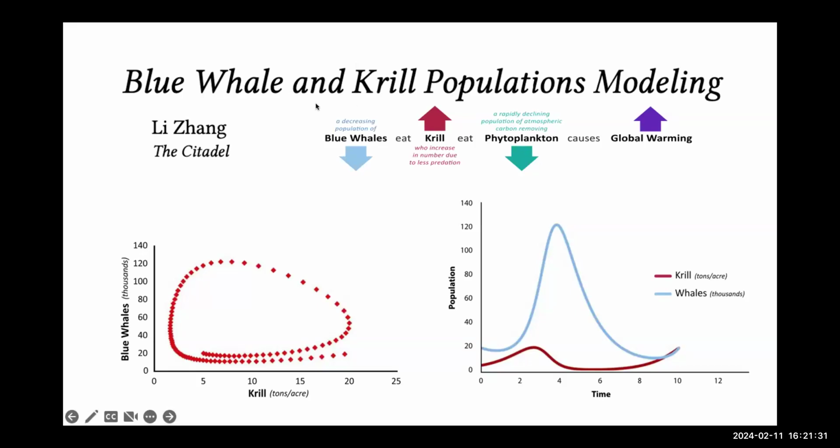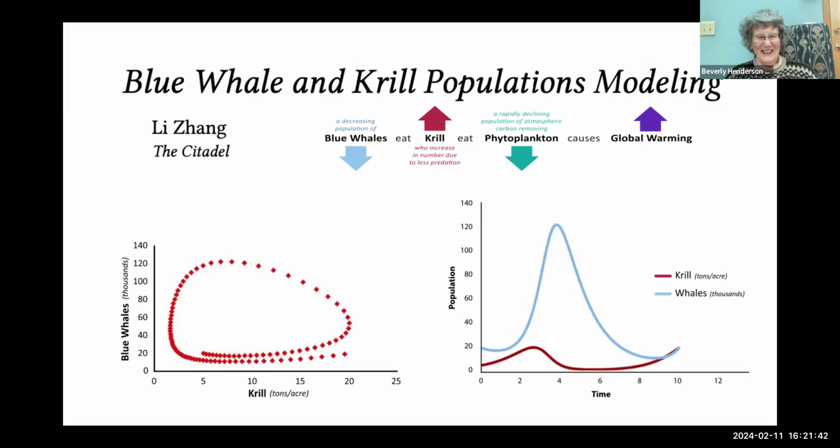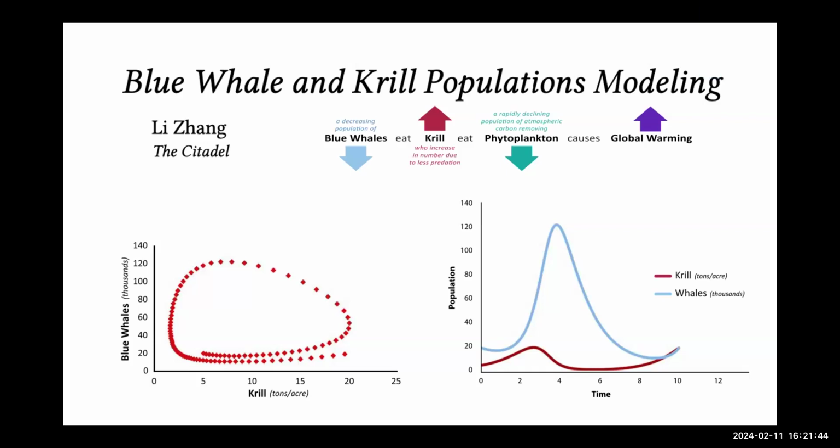On this slide, you see this line across the top that shows a decreasing population of blue whales. Blue whales eat krill, and krill eat phytoplankton. I cannot say these words properly, and this has an effect on global warming, obviously. On the left down here, you see a phase portrait of blue whales versus krill population, and on the right, you see the time series of blue whales versus time and krill versus time.